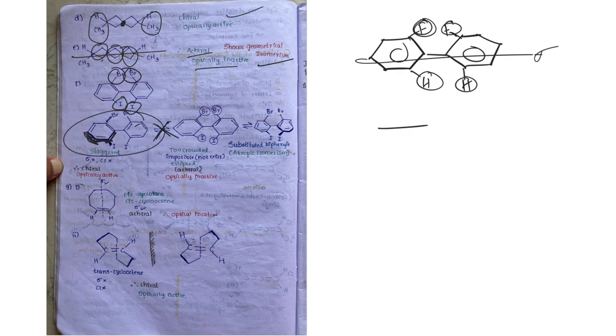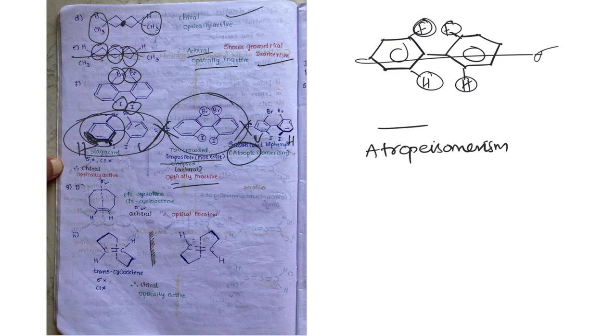Like this, it does not exist. Now on this side this is horizontal, this is vertical. On the other side this is vertical, this is horizontal. This will also not convert into this form. Therefore, too crowded, impossible, not exist. Therefore, achiral, optically inactive. Then it is not atropisomerism. This is atropisomerism. Students do not read properly.